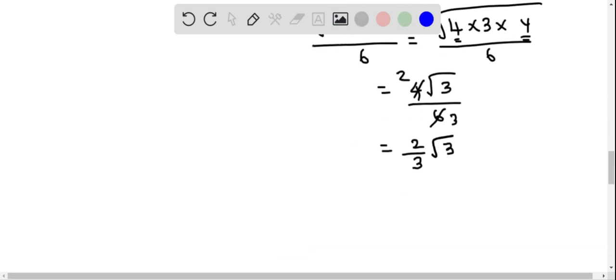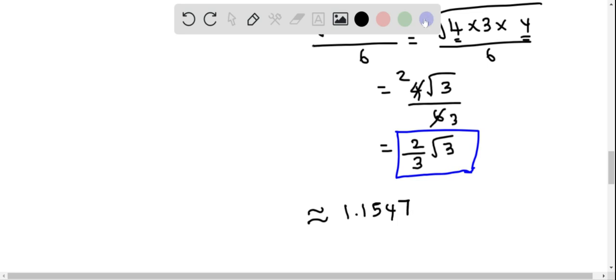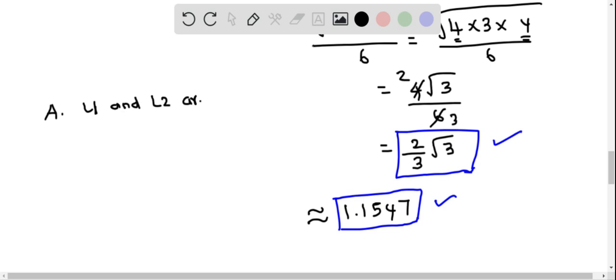So this is the distance between the two lines L1 and L2. And in fact, if we have to give this in decimal, this is approximately 1.1547. So we found the distance between the two lines L1 and L2. In terms of exact value, it is 2/3 root 3, or in terms of decimals, it is 1.1547. So the correct answer to this question is answer choice A, where it says the lines L1 and L2 are parallel and their distance is given by these two quantities.